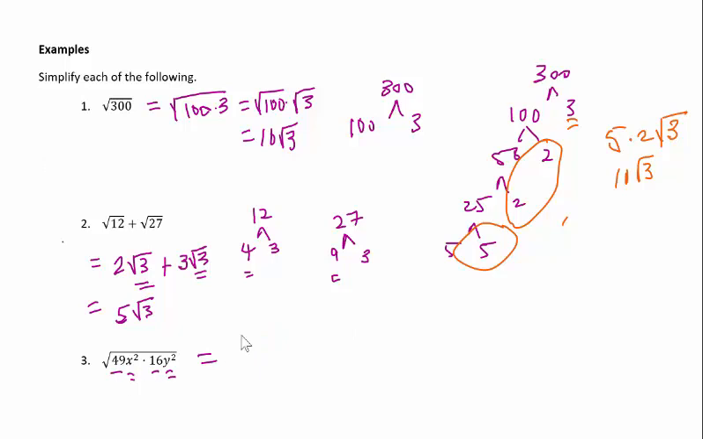So we get the square root of 49, which is 7. And then square root of x squared is x. Square root of 16 is 4. And square root of y squared is y. And then lastly, we can multiply these numerical coefficients together and get 28xy.